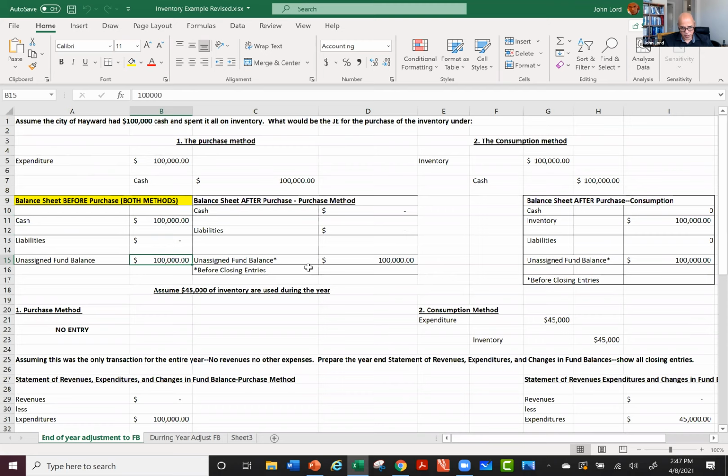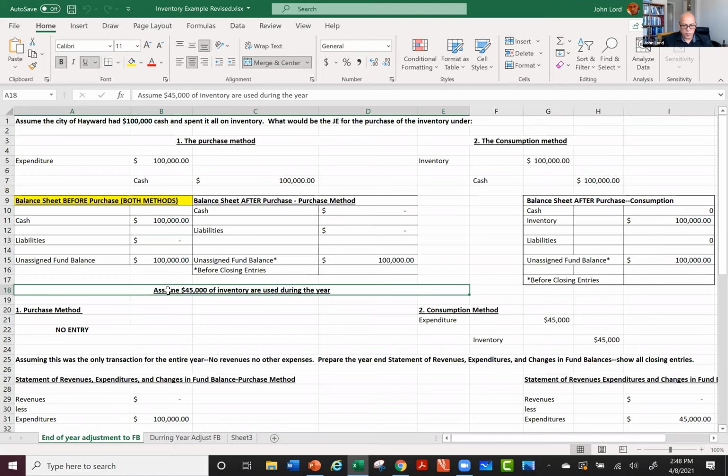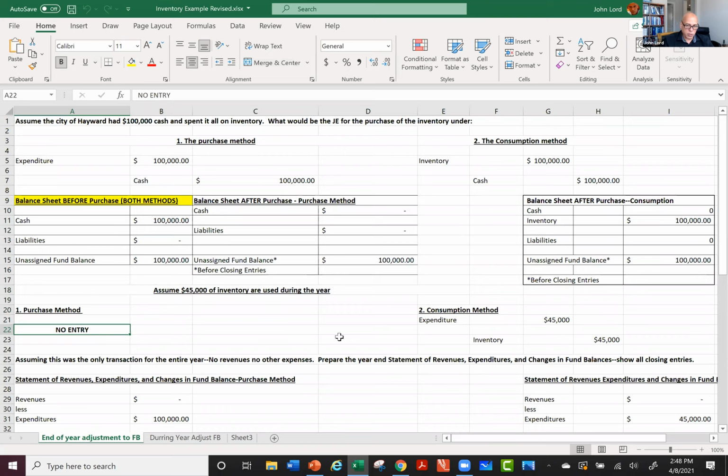Okay. So let the accountant inside of you calm down a little bit. For a second, my balance sheet isn't balancing, right? Okay. Now what happens? I say here, assume they use 45,000 of inventory, and under the purchase method, they make no entry for the actual use of the inventory. We've already hit expenditure, right? For the 400,000, okay?